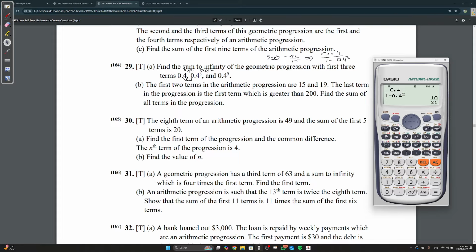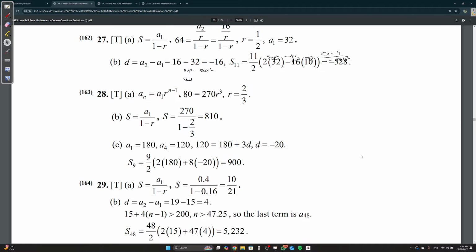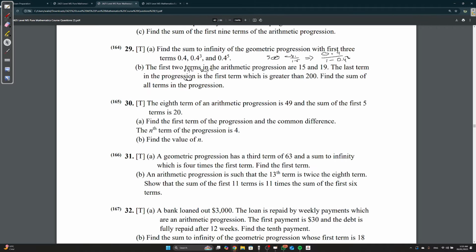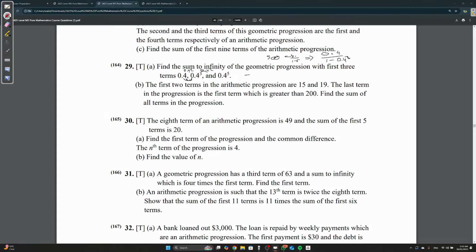So the answer is 10 over 21. Let's see. I don't know why this looks wrong. Yeah, 10 over 21. Okay. So equals 10 over 21.